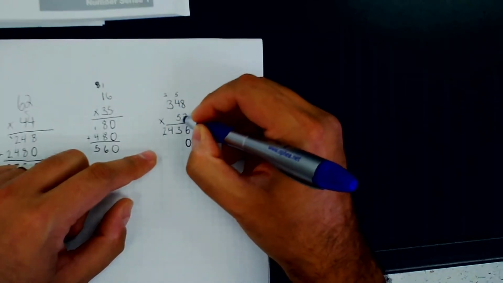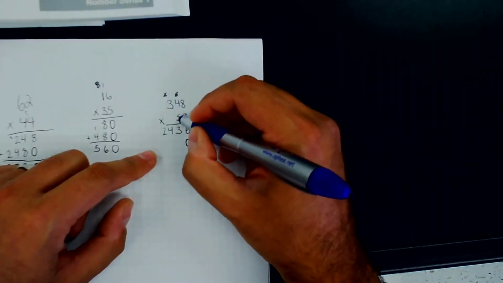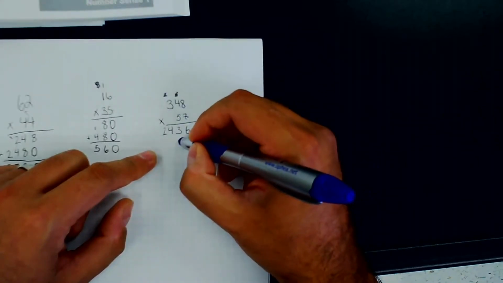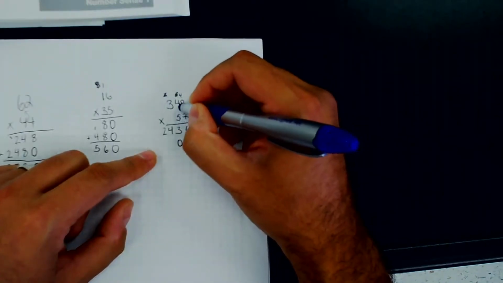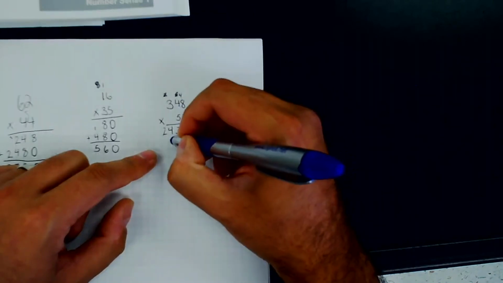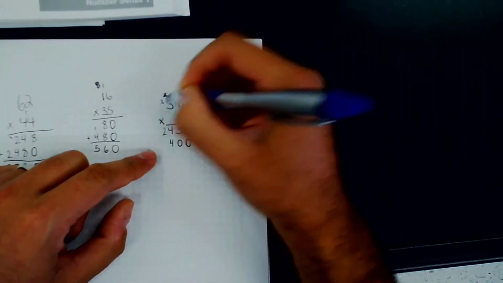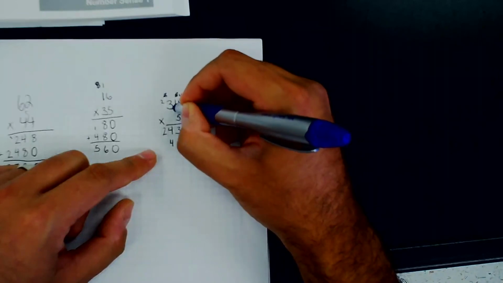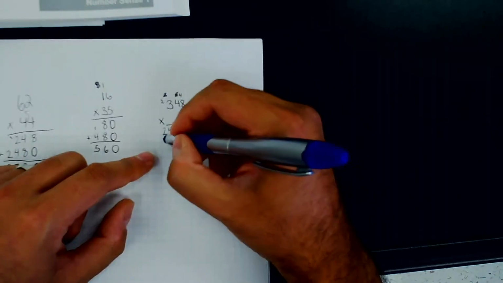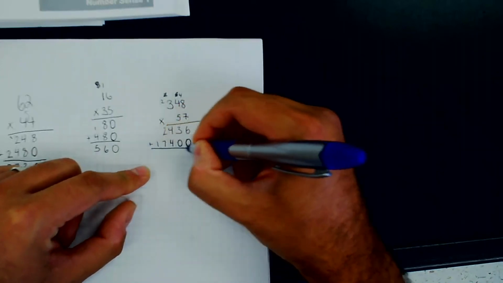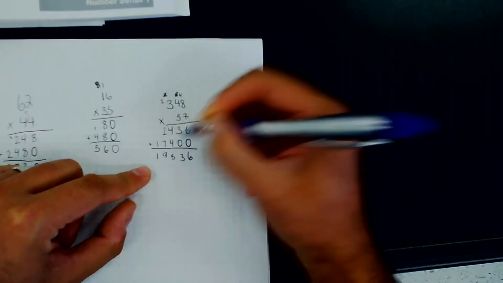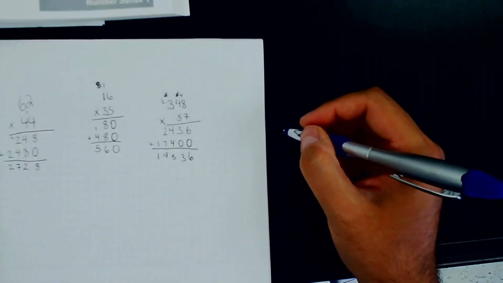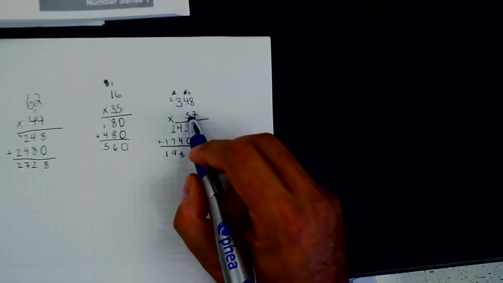Put the 0 here because now you're dealing with tens. 5 times 8 is 40. Carry the 4. 5 times 4 is 20. Plus 4 is 24. So you put the 4 here. Carry the 2. 5 times 3 is 15. Plus 2 is 17. You find the sum. And that's how you multiply numbers. Now, even if you had to multiply 3 numbers down here, it still follows the same pattern. Okay?